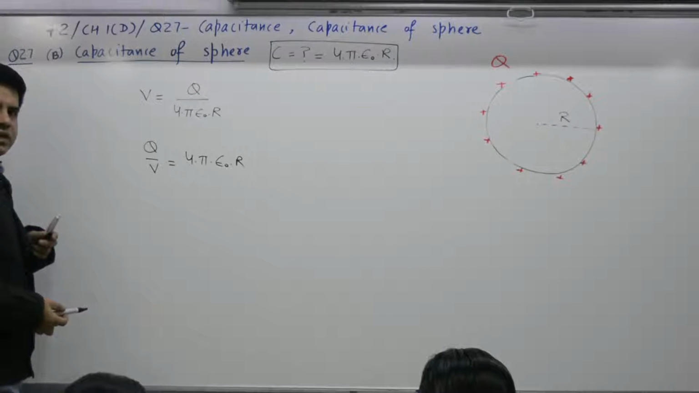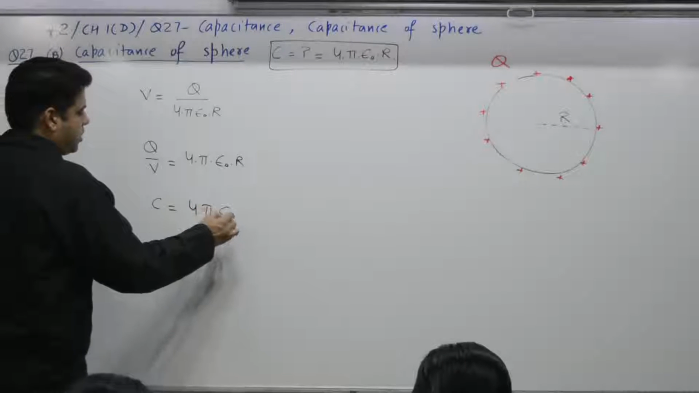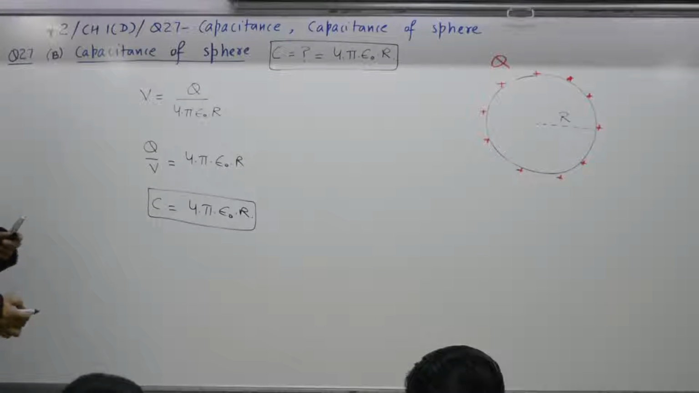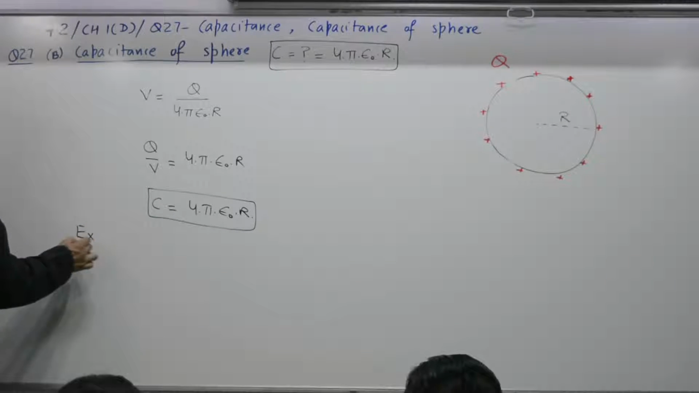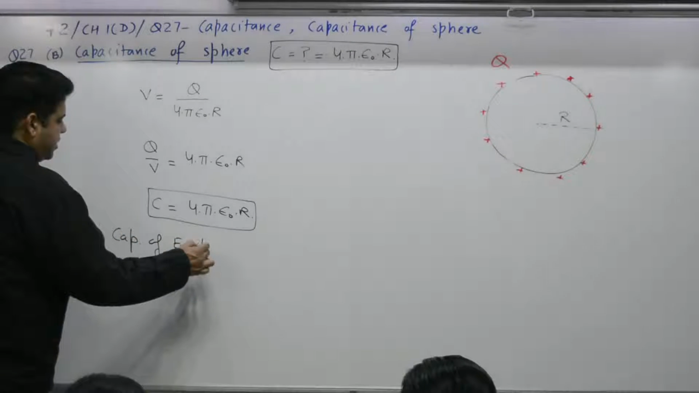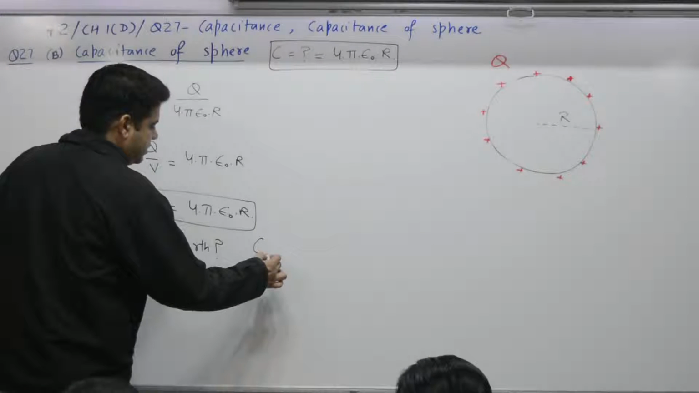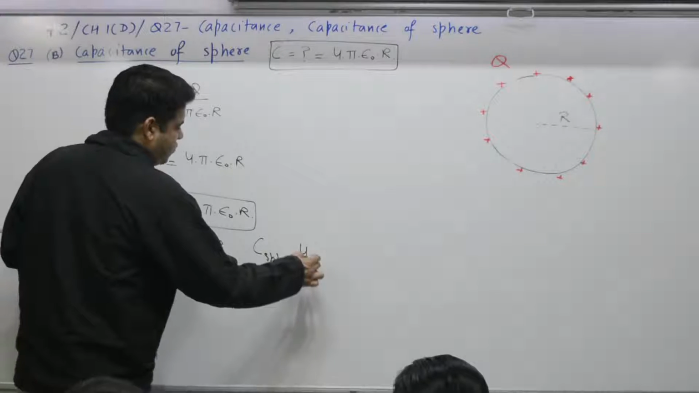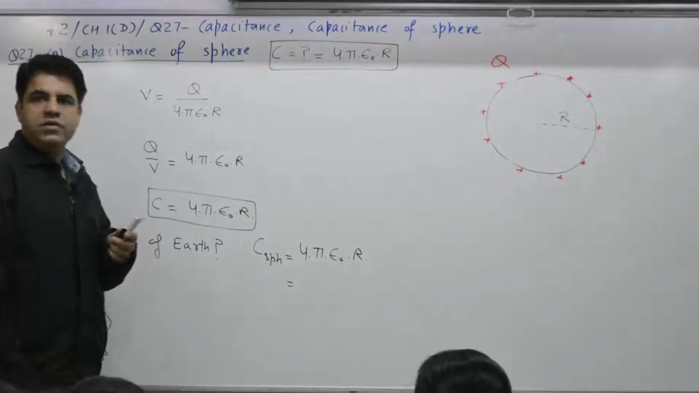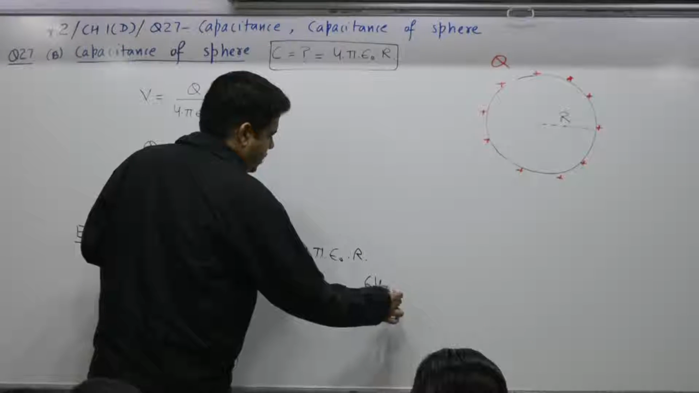Definition: capacitance is charge per unit voltage. So the capacitance of a sphere is what? 4 pi epsilon R. A competition question as an example: the capacitance of earth. Earth is a sphere, so its capacitance is equal to 4 pi epsilon R. What is the radius of earth? 6400 kilometers. R is known, 6400 kilometers.